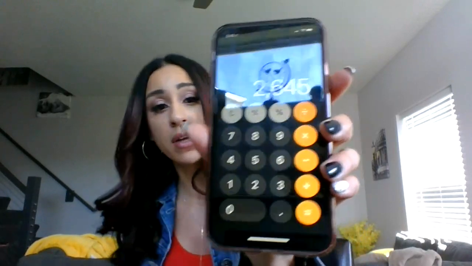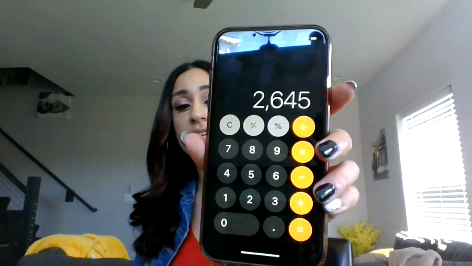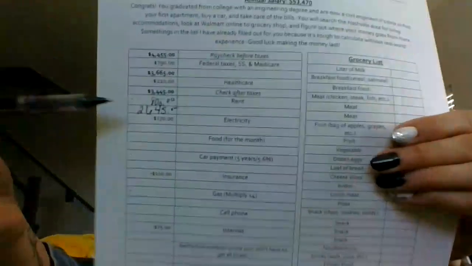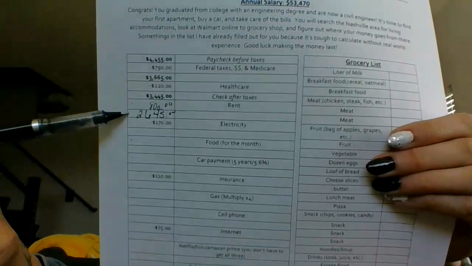So I'm going to take, after taxes, I was making $3,445 a month, and I'm going to subtract $800 from that. And after I pay my rent, I'm left with $2,645. So I'm going to write that in the next box, $2,645. Okay. And so in this next box right here, that's how much I'm left with after I pay rent.